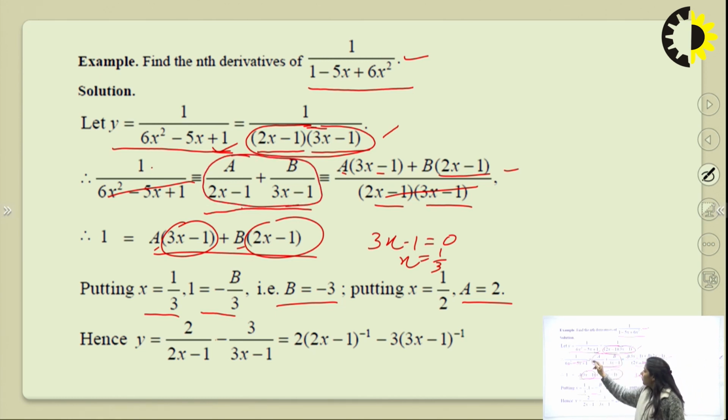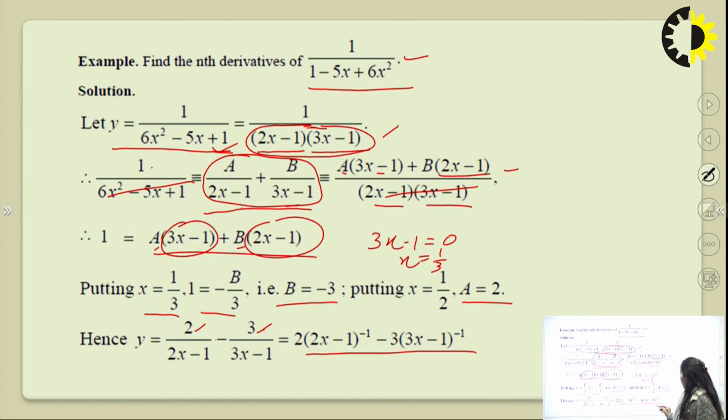So put the value of a and b in this partial fraction form. So put these values: a is 2 and the value of b is minus 3. So now this is our function, and this is in standard form.